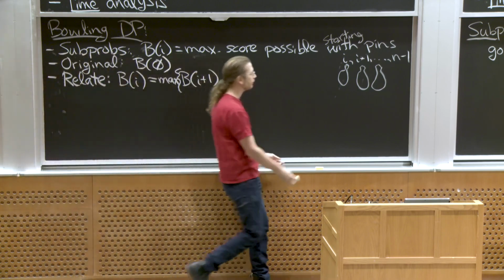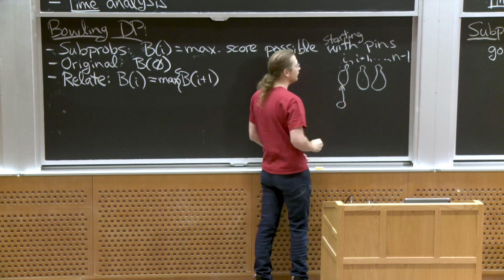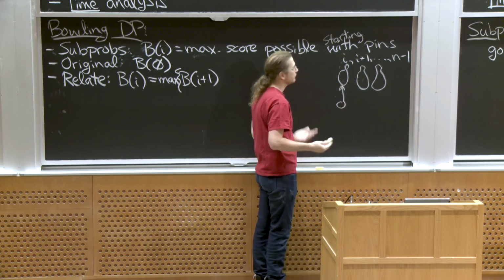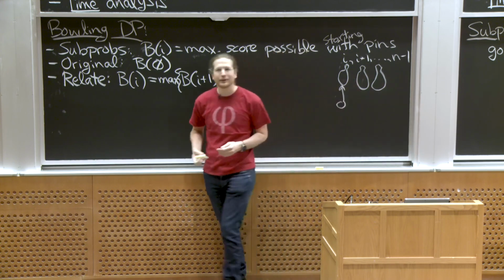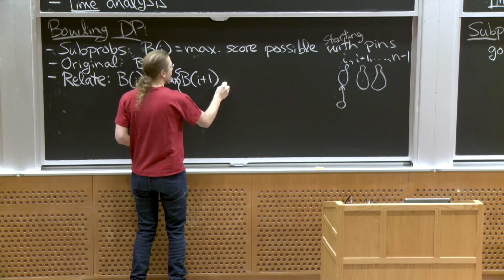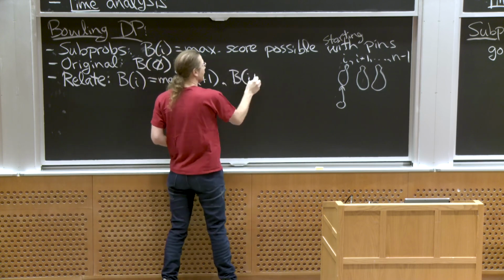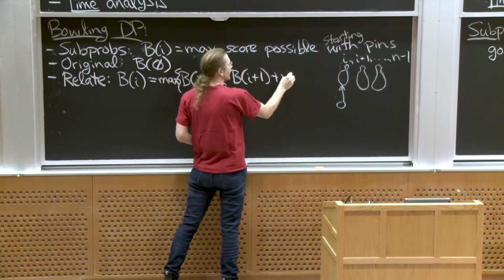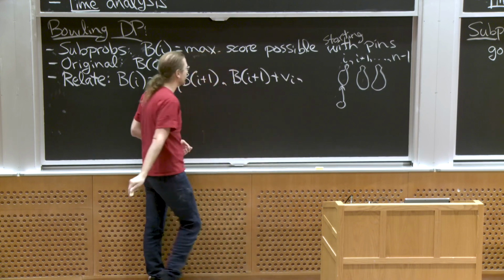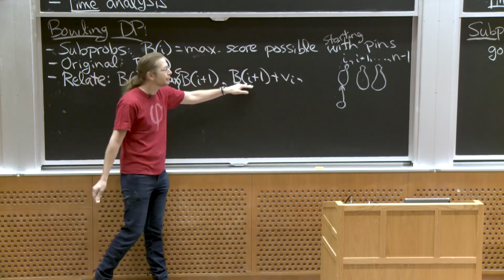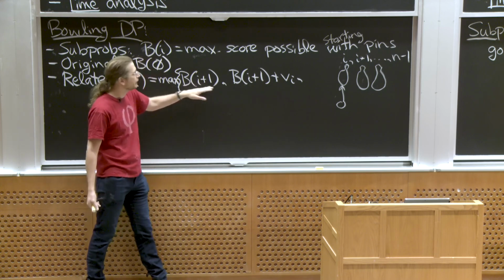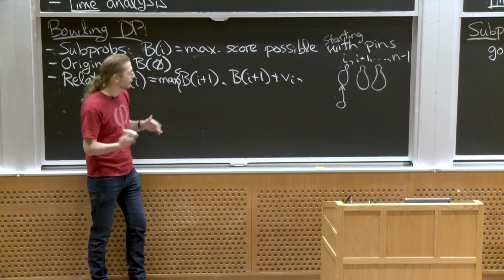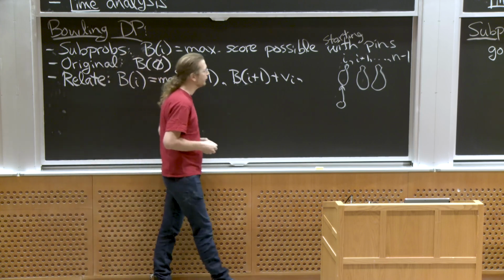Another option is I throw a ball and I exactly hit pin i. That's a thing I could do, and it would leave exactly the same remainder. So another option is B of i plus 1 plus v_i. Why would I prefer this over this? Well, if v_i is negative, I'd prefer this. But if v_i is positive, I'd actually prefer this over that. So you can figure out which is better just locally.